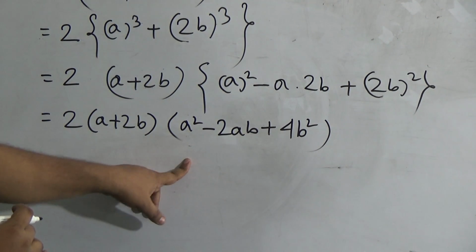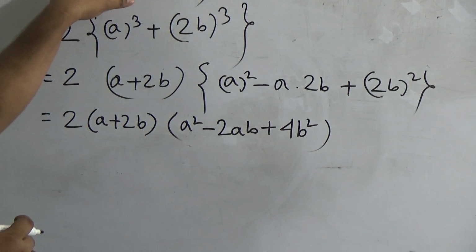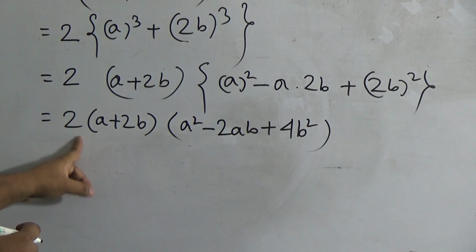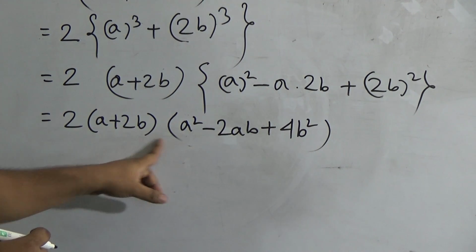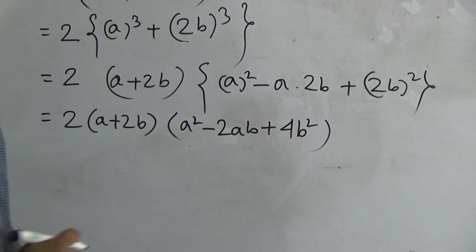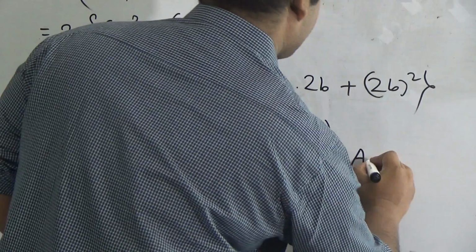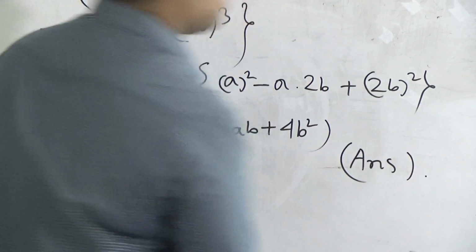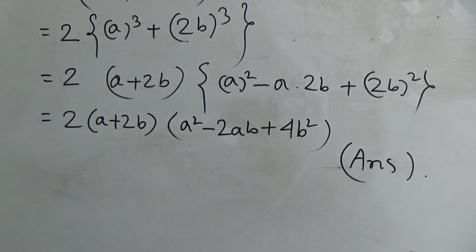That means if we resolve this expression into factors, then we get 2 into (a plus 2b) into (a square minus 2ab plus 4b square). Okay. As our solution is done, we must write the answer. My dear students, this is the solution of question number 15. Next we shall solve question number 17.